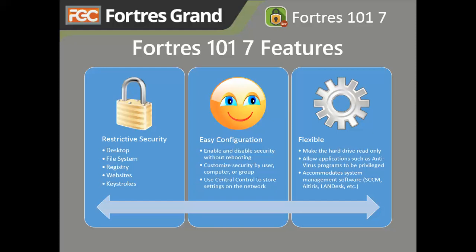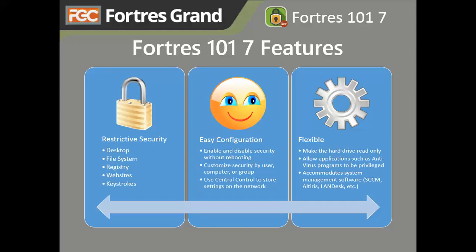You can also use our central control product to store the settings on the network, and this is very useful so that you don't have to go around to each machine and keep making the same configuration changes. Central control allows you to connect all of the Fortres 101 computers together, and when you save the settings on one computer, they're saved to the server, and then all the other computers on the network will pick up those security settings, and you won't have to go around and make all those changes individually.